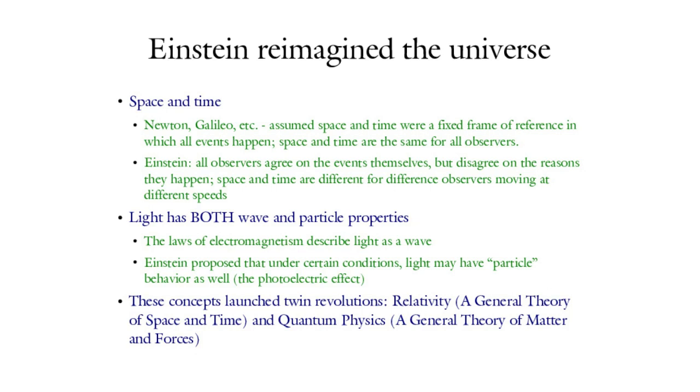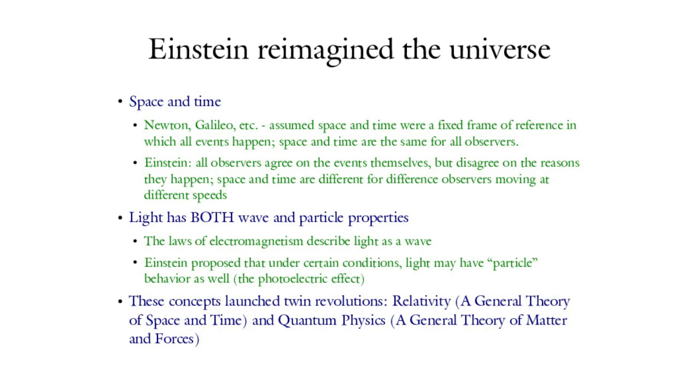Einstein said, well, no, Maxwell's equations tell us that all observers definitely agree on events happening in space and time, but they disagree on why they happen. Some people will think they happen because space is contracted. Some people will think that they happen because clocks are running slowly for some observers and not others. Space and time are different for different observers moving at different speeds. That is a radical idea that has also been held up experimentally over and over and over again.